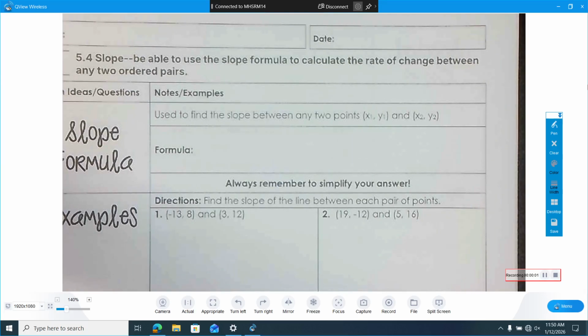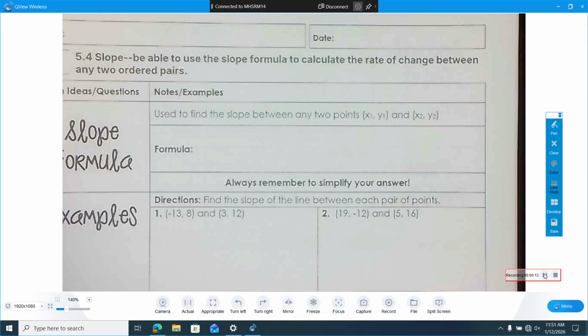Oh, if you haven't, would you please grab 2 colors? Have 2 colors, please. Yeah. Okay.